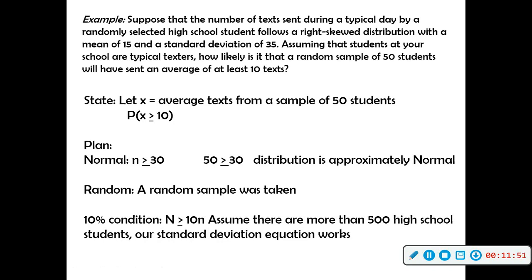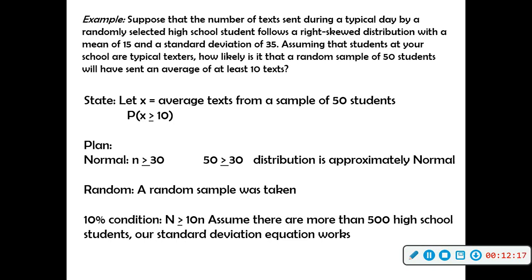And the last one is the 10% condition. We need to show that the population is greater than or equal to 10 times our sample. Well, in this case, I don't tell you what the population size is, but I think it's safe for us to assume that there are more than 500 high school students in our population. Therefore, our standard deviation equation is going to work. So if I don't give you the population size, then just assume that we meet that 10% condition.